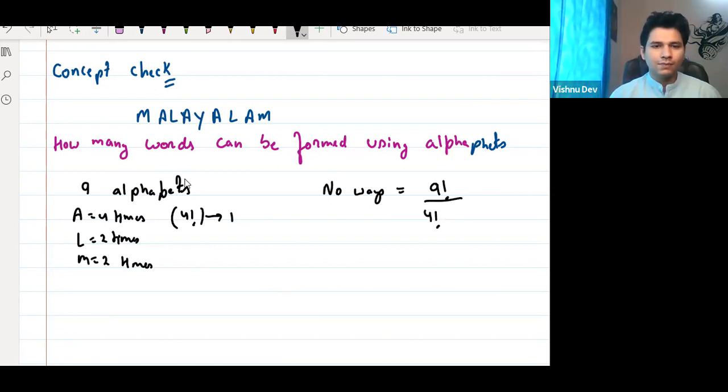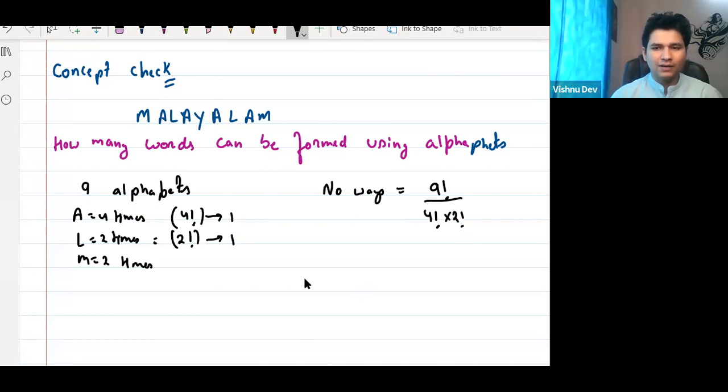Yes, sir. Now L is also how many times? 2 times. I have multiplied 2 factorial extra, so it should also be divided by 2 factorial, right?